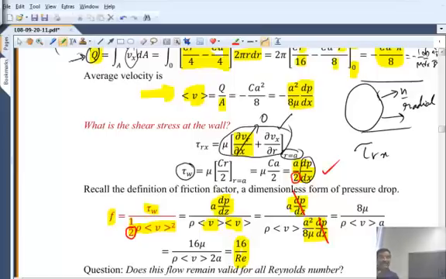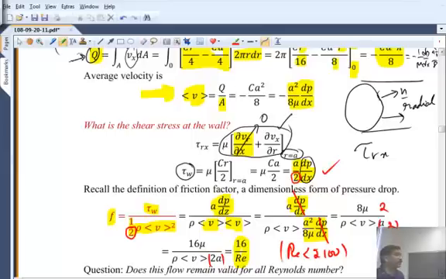Now A is the radius of the pipe. So if you multiply on both sides by 2, then you get 2A, which is the diameter. That's how we define the Reynolds number. Reynolds number is diameter times velocity times rho divided by mu. That gives you your very famous 16 over Re result for laminar flow. Okay, which is valid only for Reynolds number less than 2100.